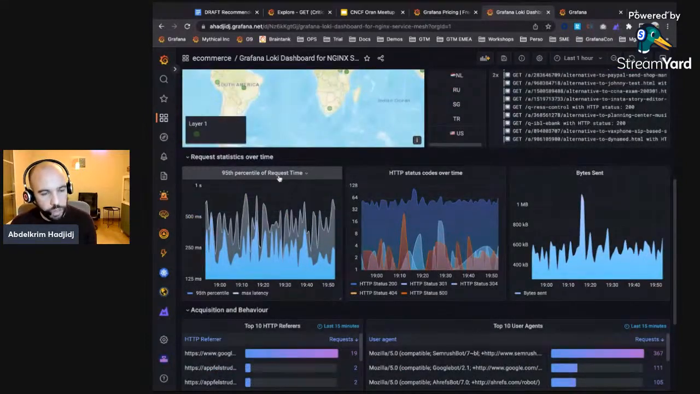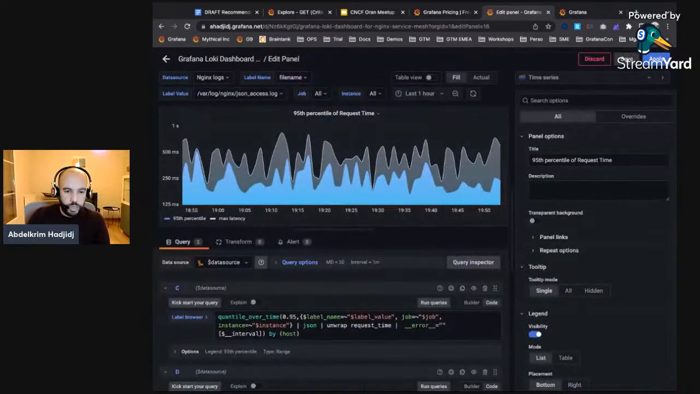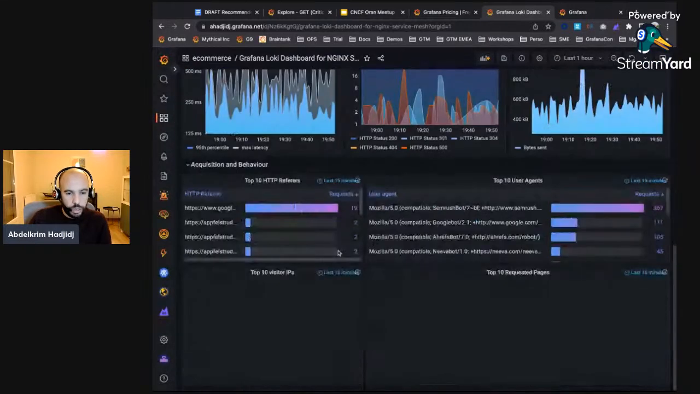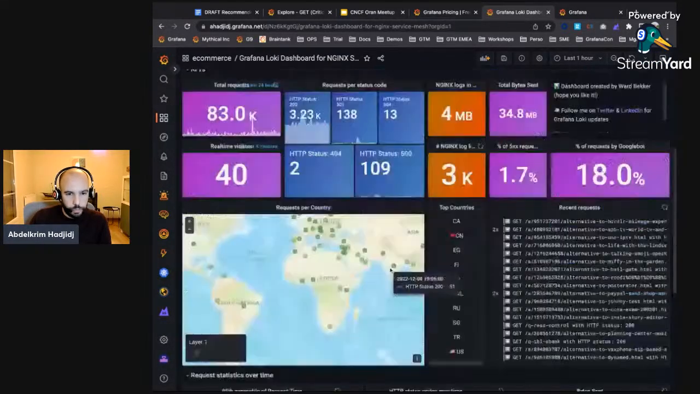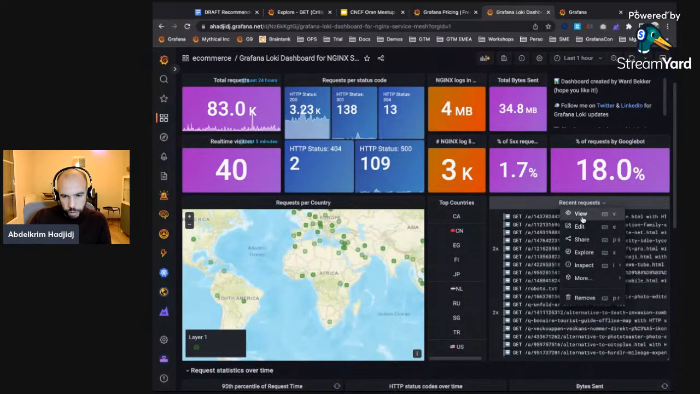And you can even do stuff like 95 percentile, where here we are taking quantile over time of the logs. We parse the logs that are in JSON format. Inside the logs, we have a field that's request time, and that's what we count, because the logs look like, I can show you here.